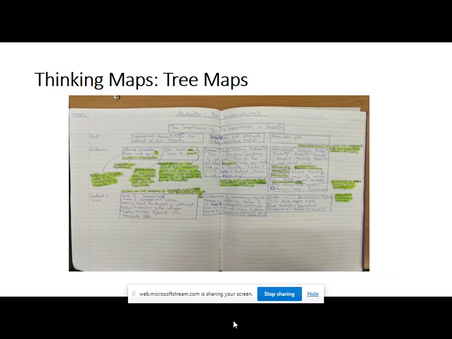I think a map, in this case it's a tree map, again is a way of processing key information into paragraphs. Again, revision of a particular theme and dealing with key points, key quotes, key techniques, context and link. These are particularly useful for literature.